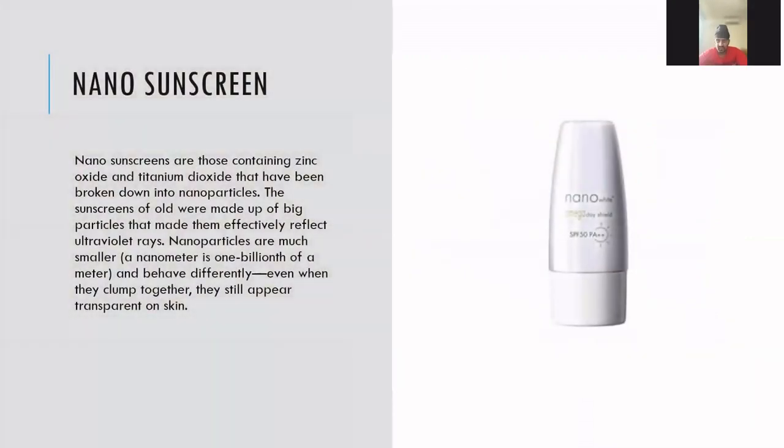Nano sunscreens are those containing zinc oxide and titanium dioxide. Sunscreens of old were made up of big particles that made them efficiently reflect ultraviolet rays. Nanoparticles are much smaller. A nanometer is a billionth of a meter, and they behave differently. Even when they clump together, they still appear transparent on skin.